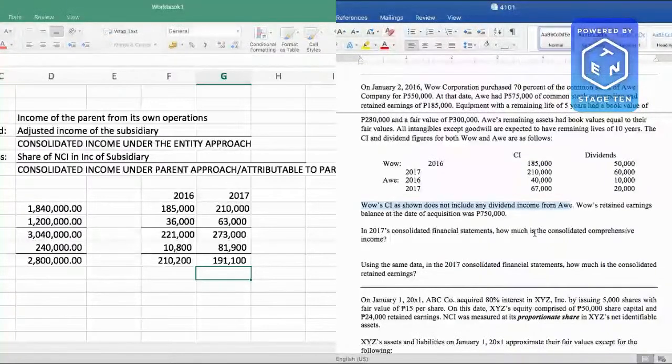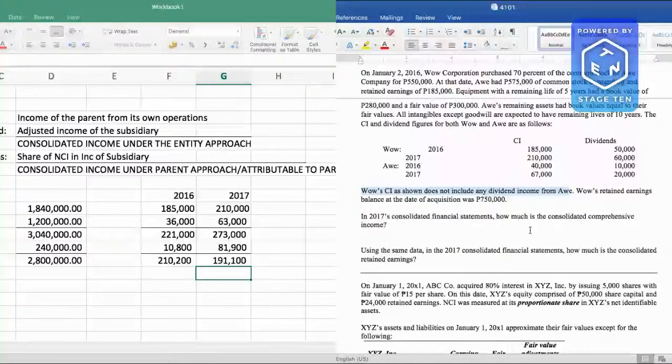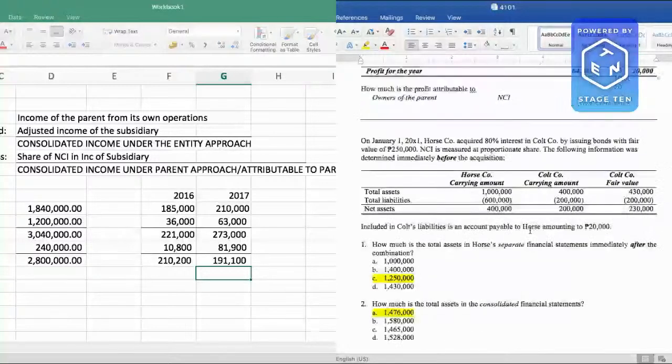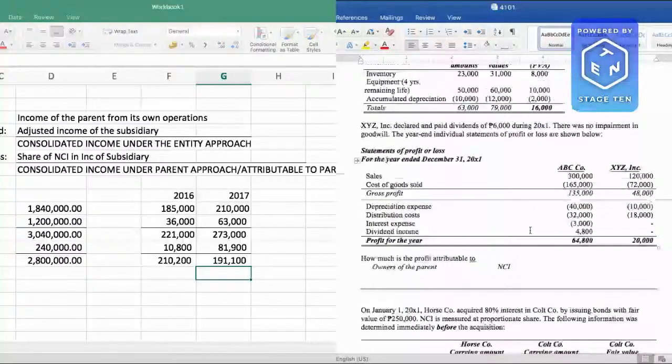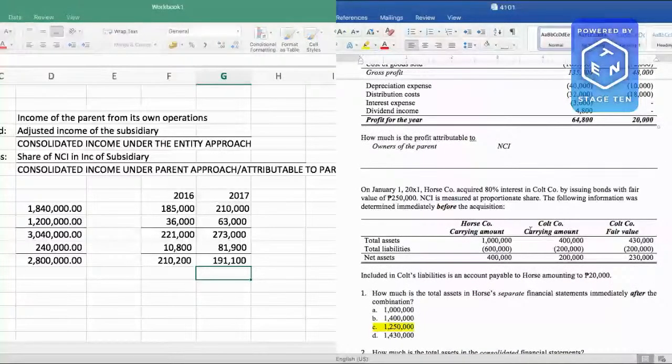There's actually a second question here, class. How much is the retained earnings after 2016 and 2017? There's a lot of things to remember here, so we will skip this one first. Let's try to master first your ability to compute consolidated profit.